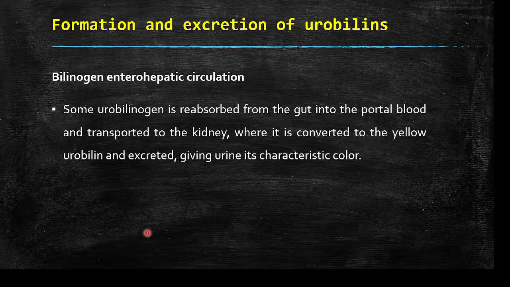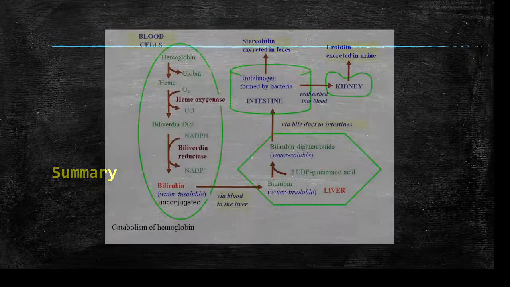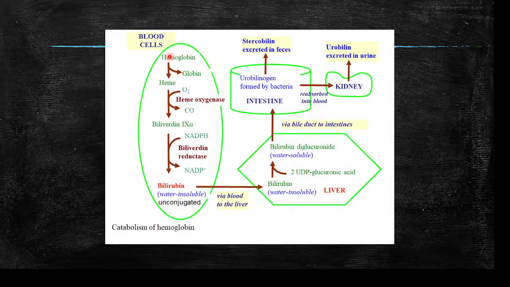Further, formation and excretion of urobilin. Some of the urobilinogen is reabsorbed from the gut into portal blood and transported to the kidney. Here it is converted to the yellow urobilin and excreted, giving urine its characteristic color. In summary, the hemoglobin is broken down into globin and heme.